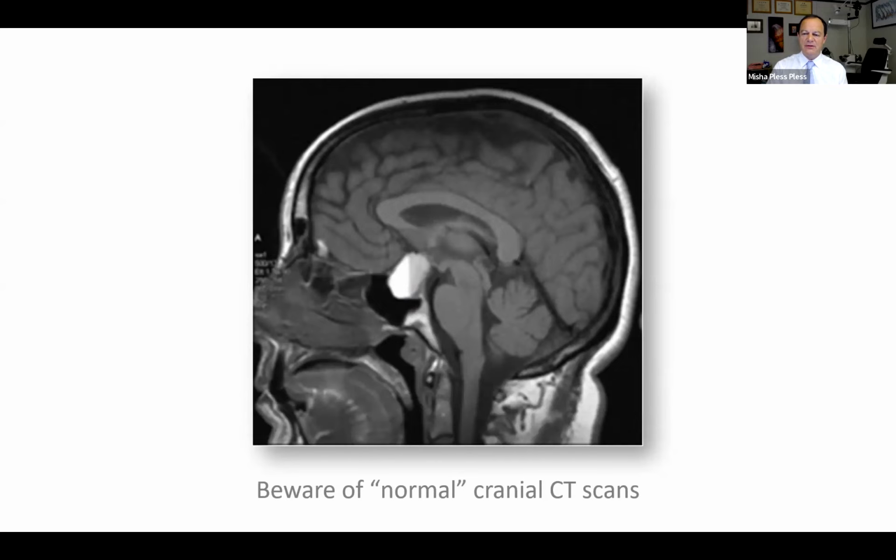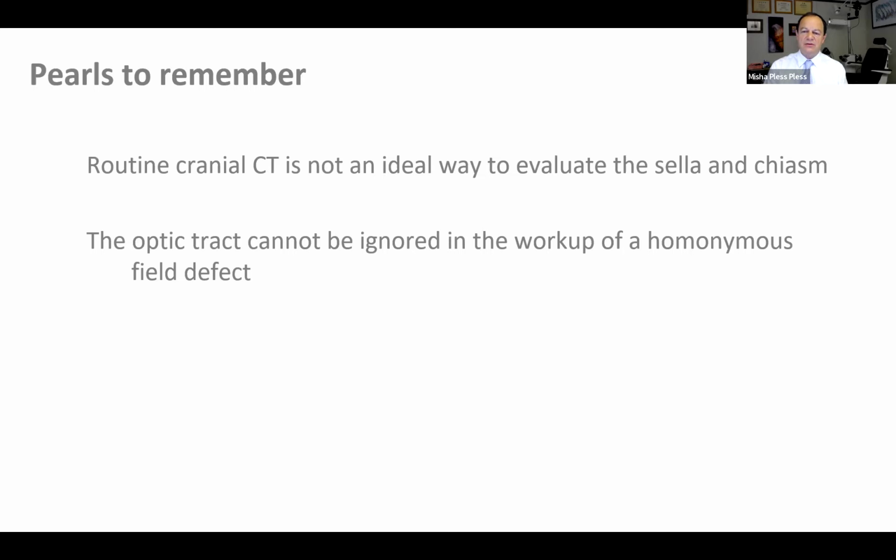Now, you have to be careful with normal CTs, especially when you are looking at visual field defects that are not explained. I do not accept the diagnosis of mini stroke or lacune unless I've seen something a little bit more substantial. So routine cranial CT is not an ideal way to evaluate the sella and chiasm unless there's a contraindication to MRI. The optic tract, which is where the lesion is here, cannot be ignored. So this is a chiasm that is relatively intact, but it is the optic tract which is being impacted upon. And therefore, there is a homonymous visual field defect associated with this expanding cyst.